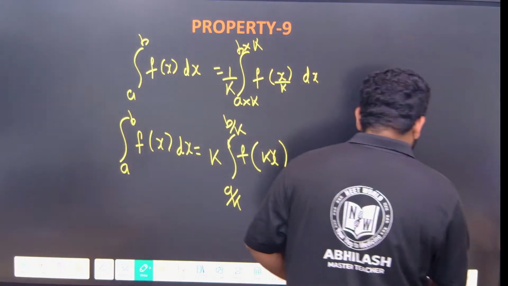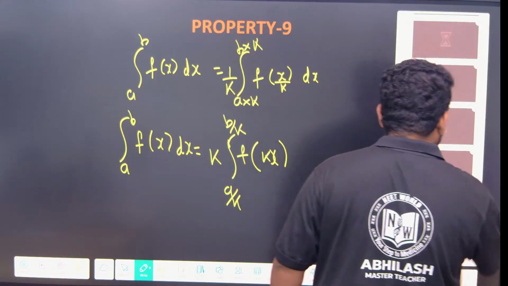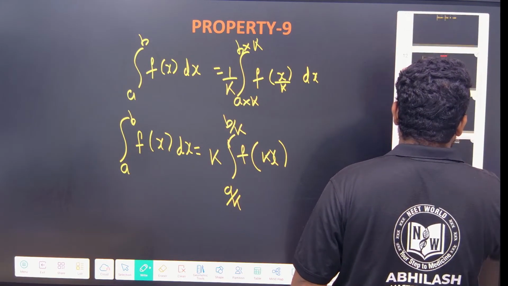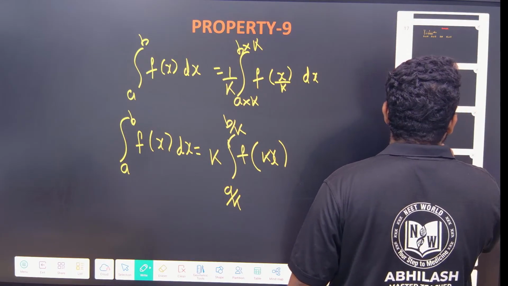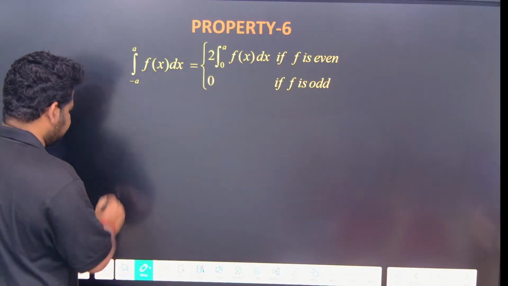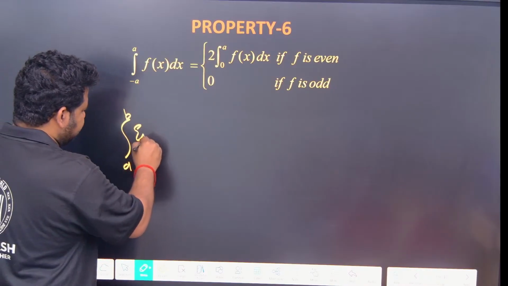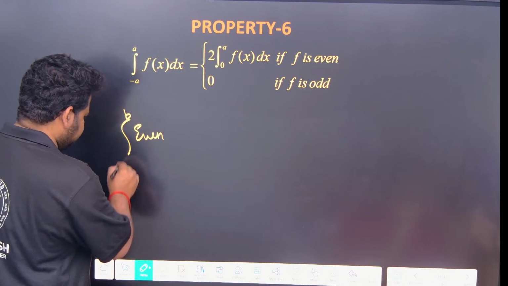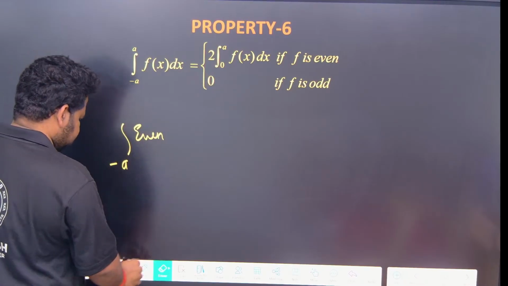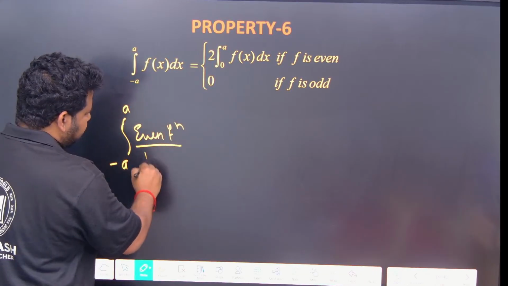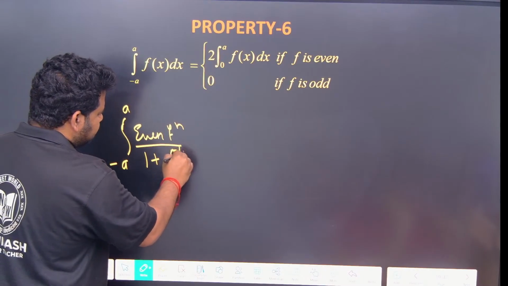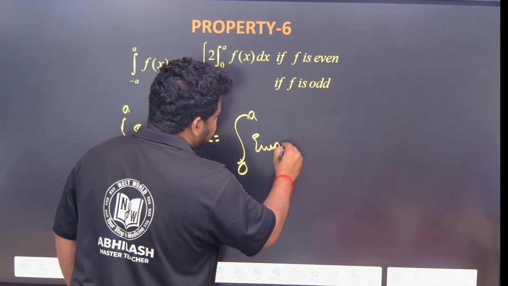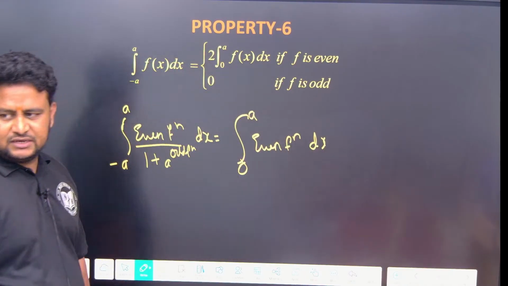Okay, now see here. I had told you, while talking about property number 6, that if there is a function like this, from minus a to a, an even function divided by 1 plus e power an odd function dx, then we can write it as 0 to a, even function dx. This is how we will do it, correct?